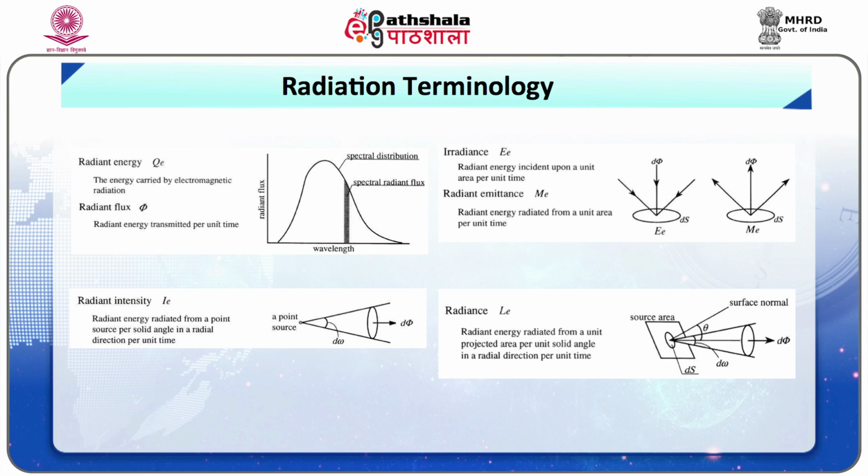Another term is the radiant flux, represented by Greek letter phi, which is the radiant energy transmitted in a radial direction per unit time and is expressed in watts. In other words, the rate at which the photons strike a surface is called as the radiant flux. Radiant intensity is the radiant flux radiated from a point source per unit solid angle in the radial direction and is expressed in units of watts per steradian.